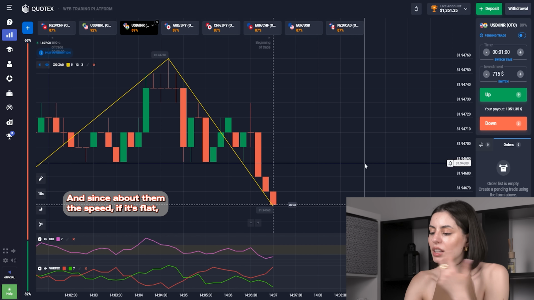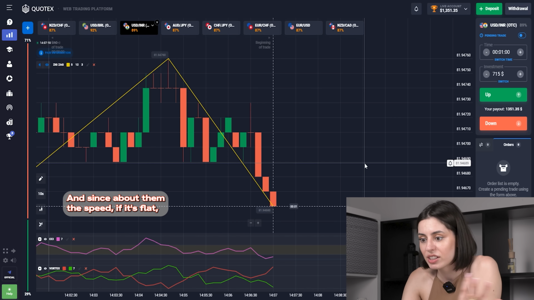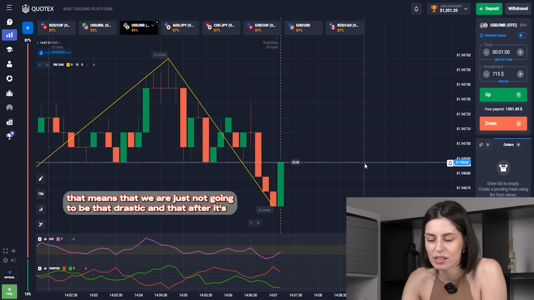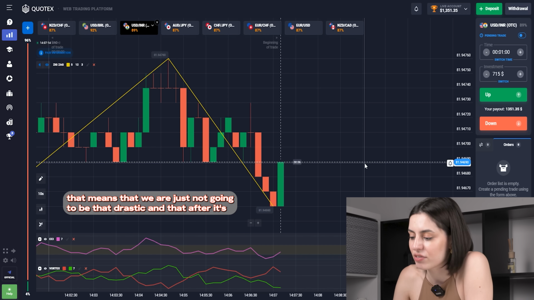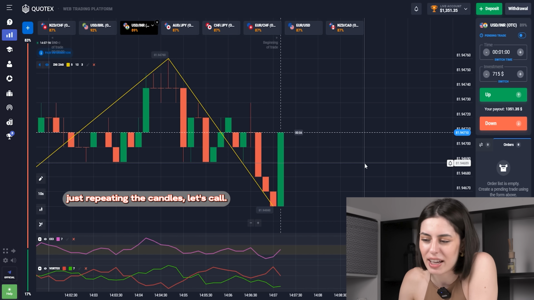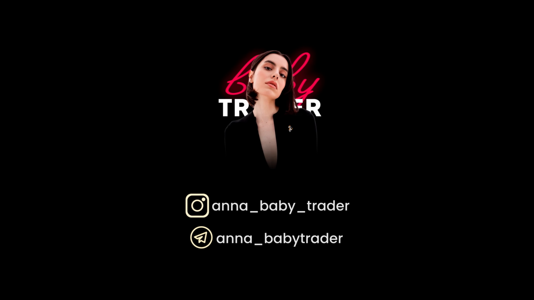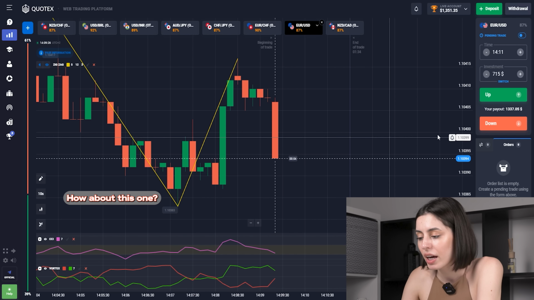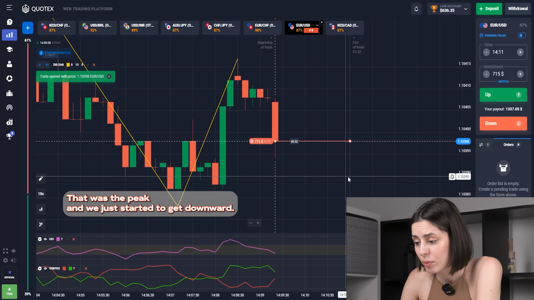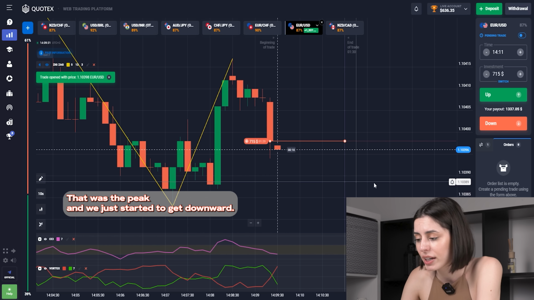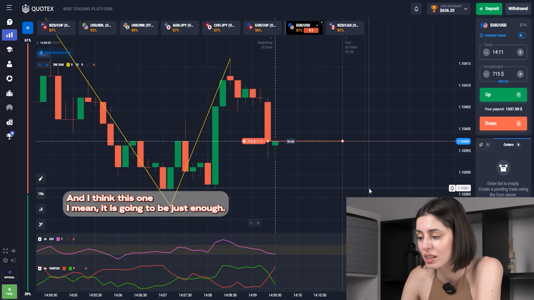And CCI about the speed. If it's flat, that means that we are just not gonna be that drastic, and right after, it's just repeating the candles. Let's go. How about this one? I do think that we just started, that was the peak, and we just started to get downward, and I think this 1 minute is gonna be just enough.